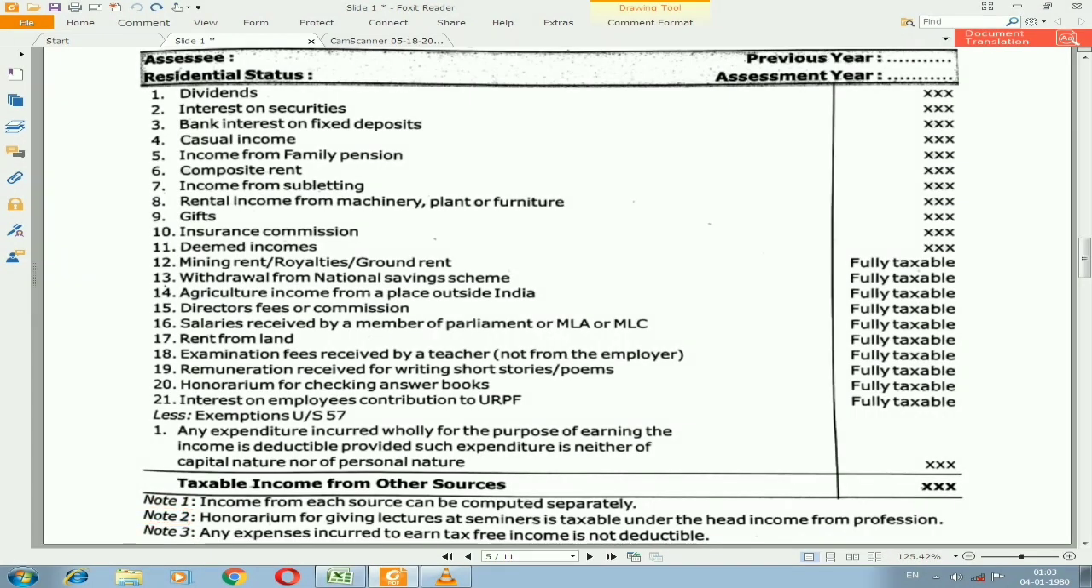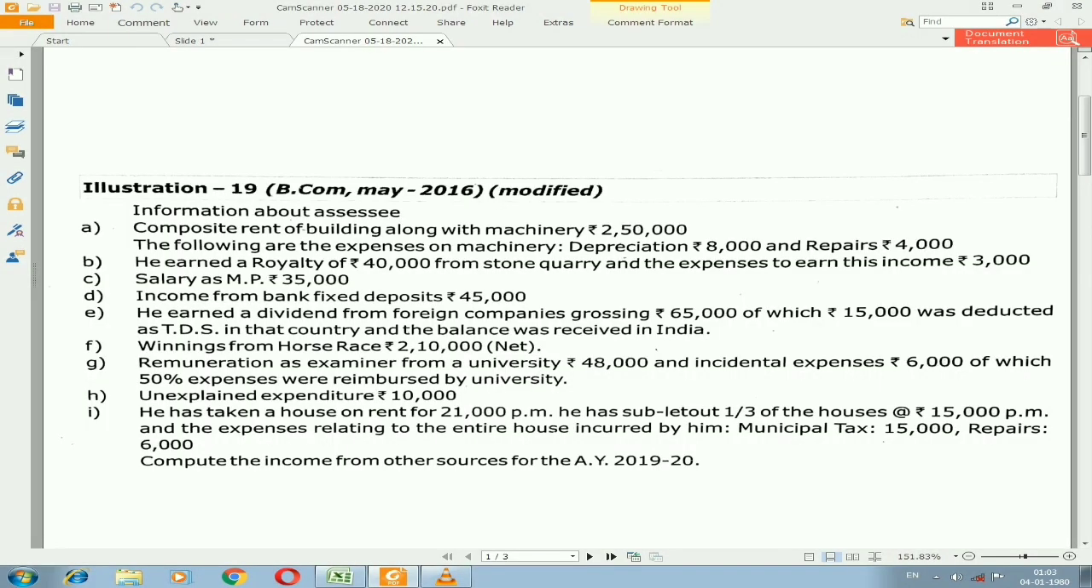And the last note: any expenses incurred to earn tax-free incomes are not deductible. Exempted incomes will not be taken, and the expenditure on them is also not taken. Let us start with one illustration. Information about the assessee: composite rent of building along with machinery rupees 2,50,000. The following are the expenses on machinery: depreciation 8,000 and repairs 4,000. He earned a royalty of rupees 40,000 from a stone quarry, and the expenses to earn this income were rupees 3,000.